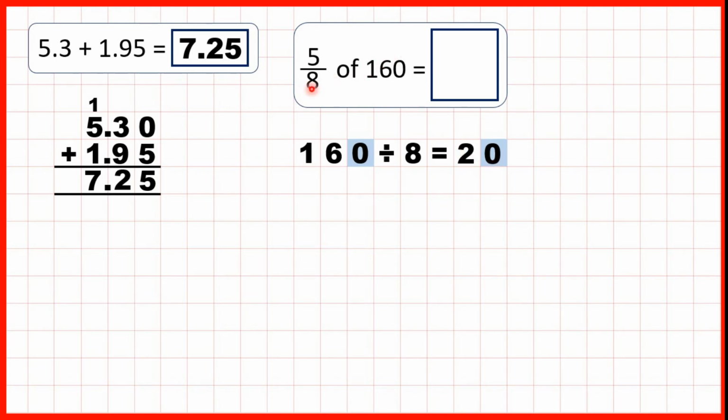So we've divided by the denominator, but now, because we have 5 in our numerator, we need to multiply that 20 by 5. Now 20 times 5 is 100, and again that's because 2 times 5 is 10, but then if we have one zero in the question, we need one zero in the answer. So 5/8 of 160 is 100.